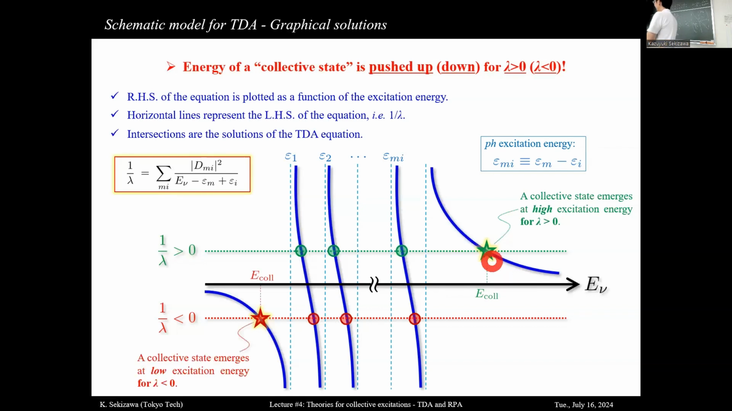On the other hand, when you have attractive interaction, so negative lambda, this Tamm-Dancoff equation indicates that there should be some low-lying collective states at lower excitation energy, which is actually lower than this first excited energy of particle-hole excitation. So there is a state which can emerge below this first particle-hole excitation energy.